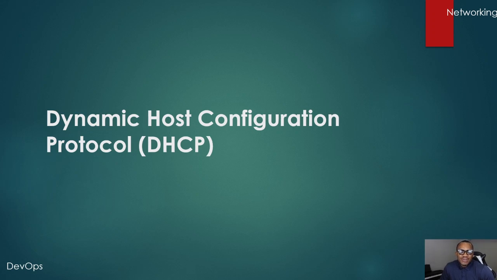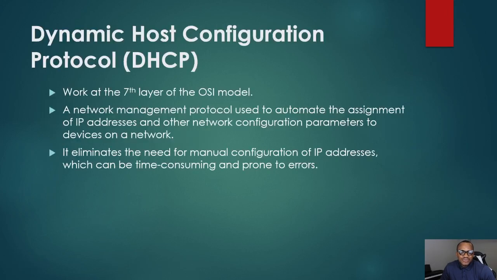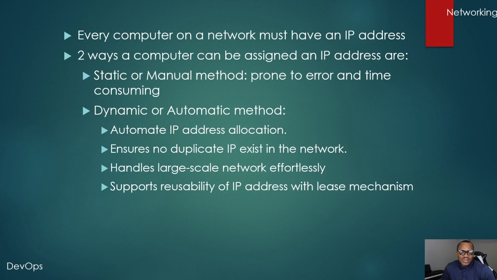My name is Enoch. Today we will continue our series on networking and we'll be looking at DHCP. DHCP stands for Dynamic Host Configuration Protocol. It is a protocol that operates at the 7th layer of the OSI model. It dynamically allocates IP addresses and other network configuration parameters such as subnet mask, default gateway, and DNS server to devices on the network. In every computer on the network, we have an IP address.